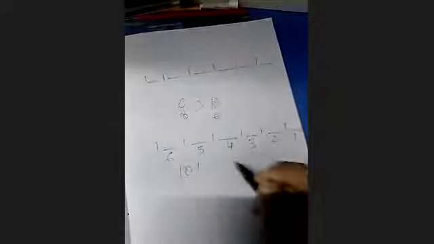And 10 girls can be permuted among themselves in how many ways? 10 factorial ways, of course. And the boys' choices are 6, 5, 4, 3, 2, 1, that is nothing but 6 factorial. So 10 factorial into 6 factorial is the answer here.